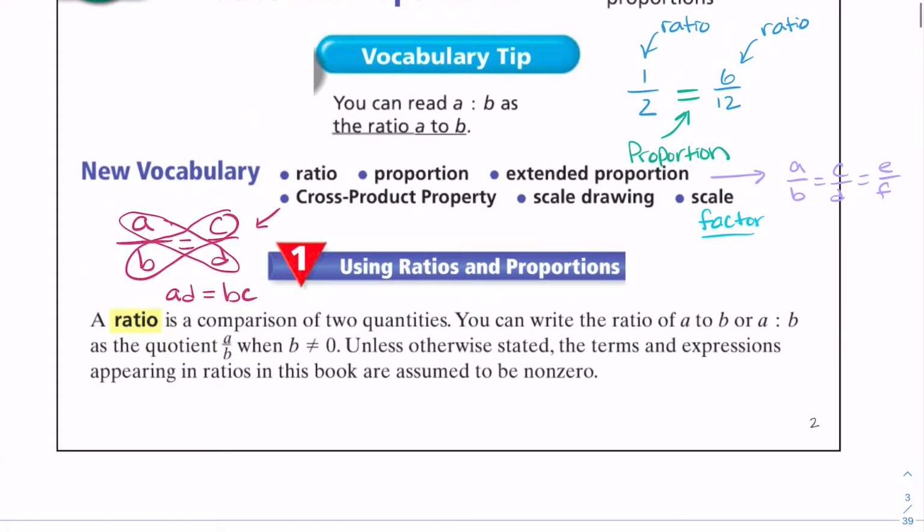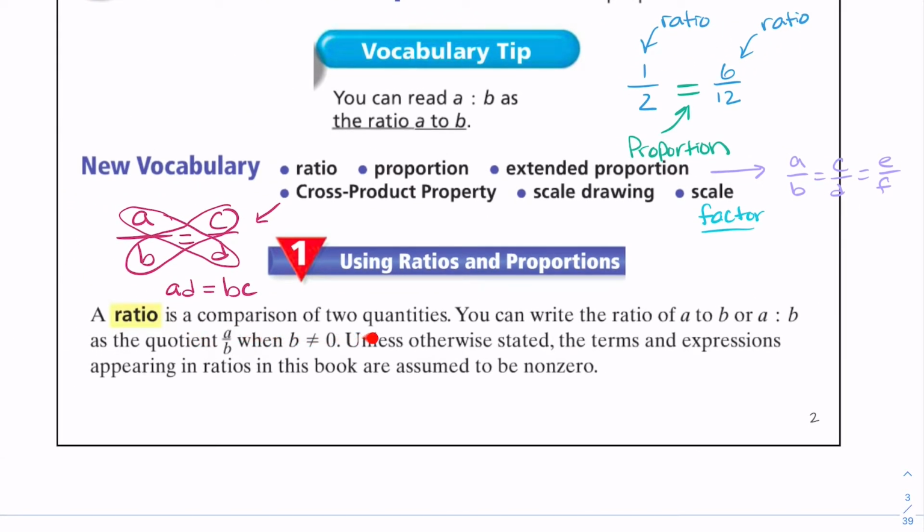So a ratio is a comparison of two quantities. You can write the ratio A to B, or the quotient A to B, as long as B doesn't equal 0 in the quotient or in any one of these. Unless otherwise stated, the terms and expressions appearing in ratios in this book are assumed to be non-zero.